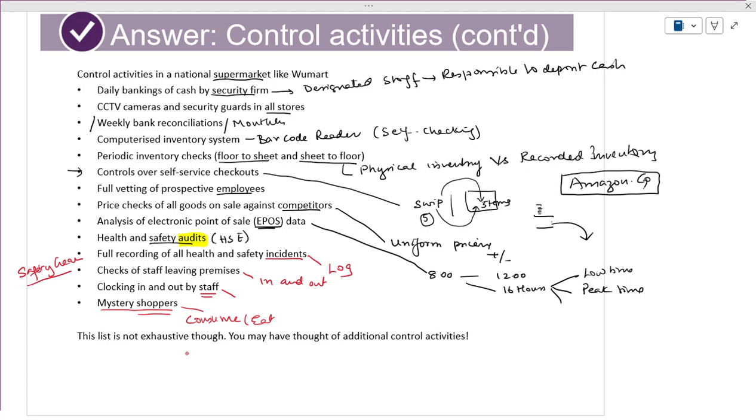What will happen at the exit? There will be a scanner at the exit. The moment you take the trolley out of the exit, if something is not billed, automatically there will be a beep sound.